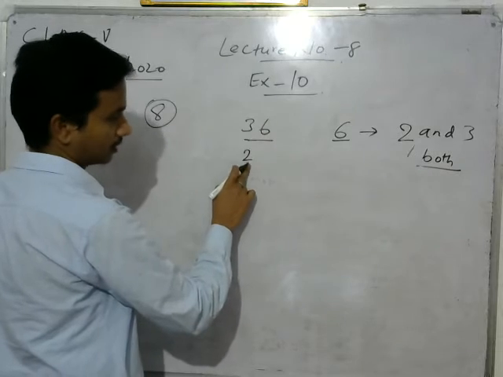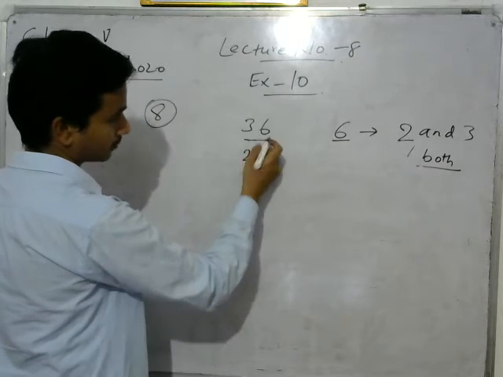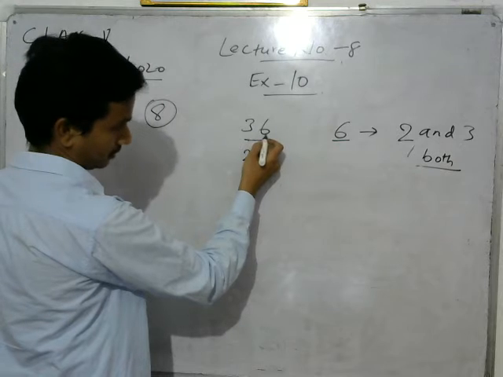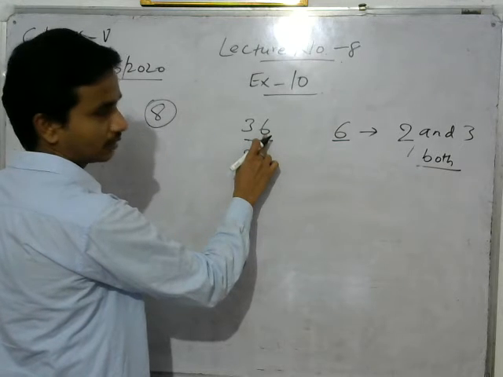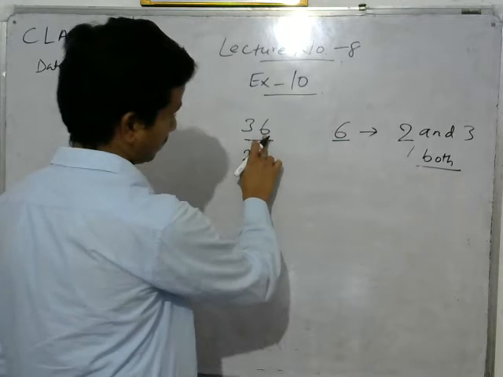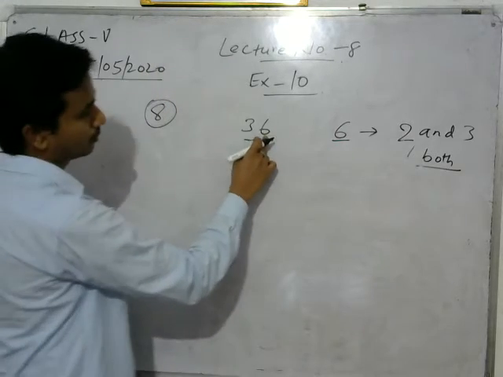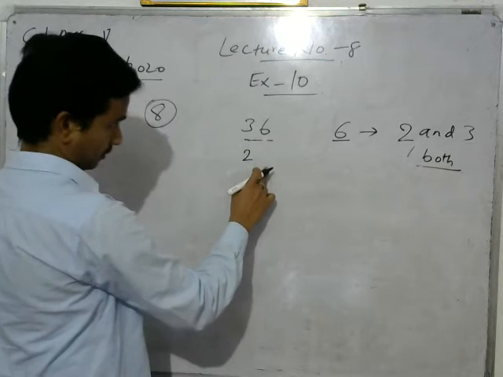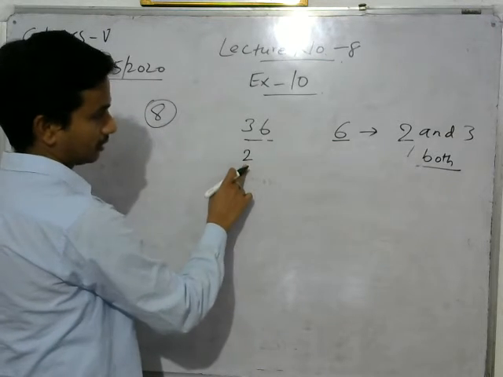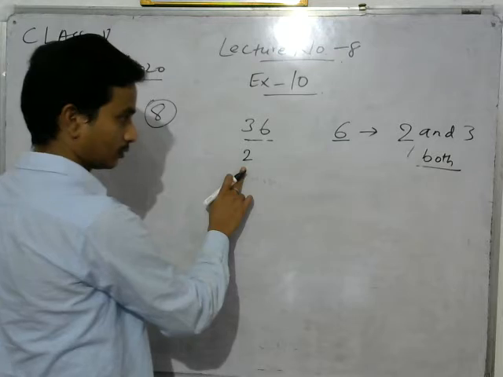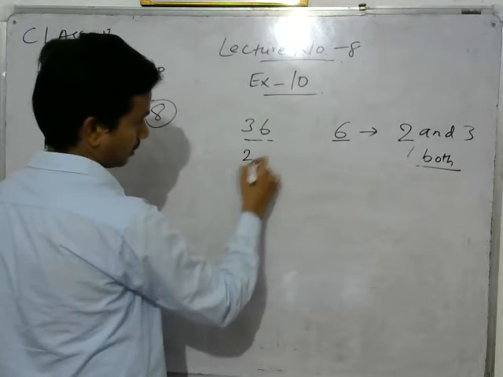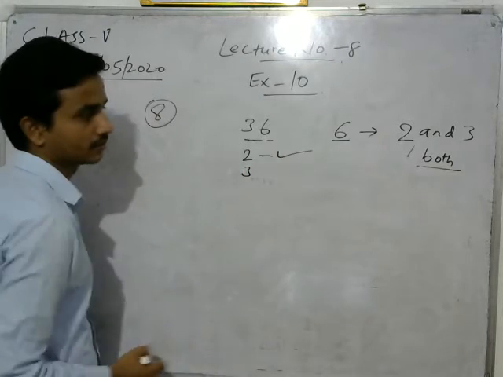How to check divisibility by 2? If in the units digit there is an even number, okay? And if in the unit digit you find 0, 2, 4, 6, 8, any of these, then that number will be divisible by 2. So yes, 36 is divisible by 2.